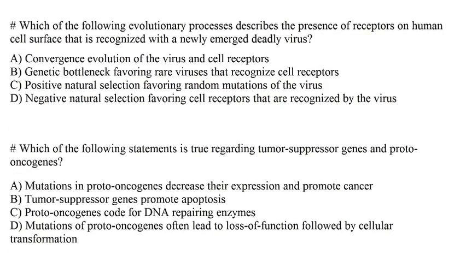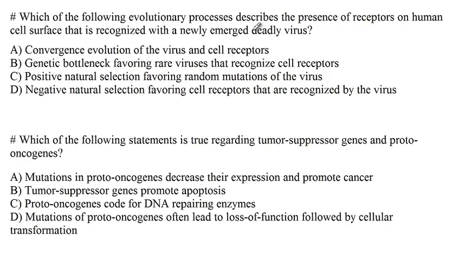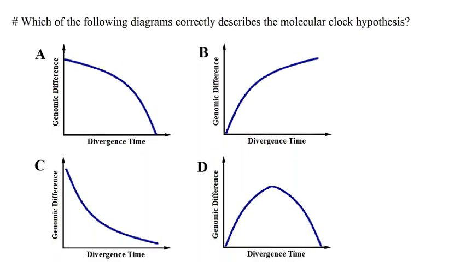The next question is, which of the following evolutionary processes describes the presence of receptors on human cell surface that is recognized with a newly emerged deadly virus? The next question is, which of the following statements is true regarding tumor suppressant genes and proto-oncogenes? Which of the following diagrams correctly describes the molecular clock hypothesis?